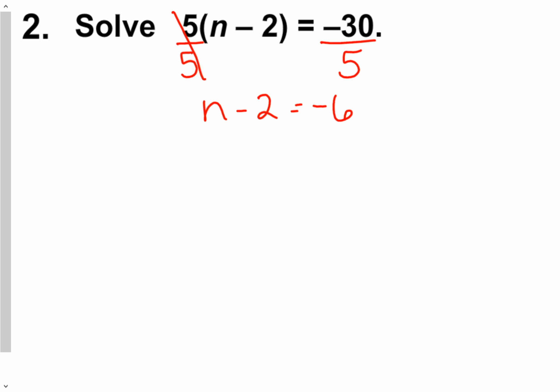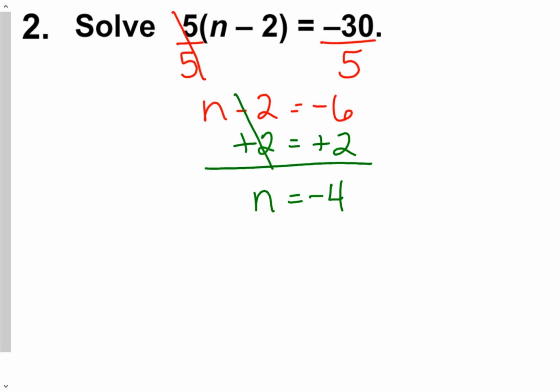Sorry, guys. So now I'm looking at my variable n, and it's being subtracted by 2. So the opposite of minus 2 is to add 2 on both sides of the equation. Okay, and then minus 2 plus 2 cancels out to 0. So on the left, I'm left with n. Let me bring down my equal signs. And negative 6 plus 2 is going to equal negative 4. So our solution is negative 4.